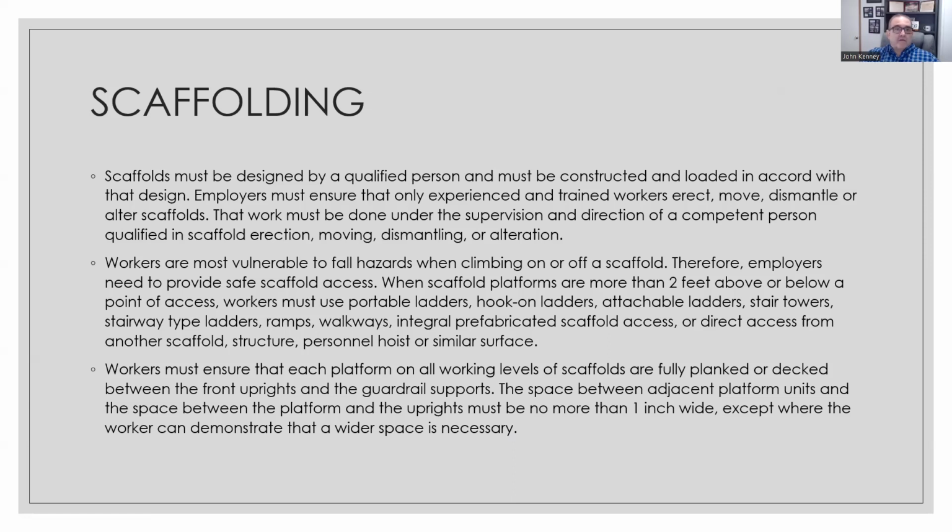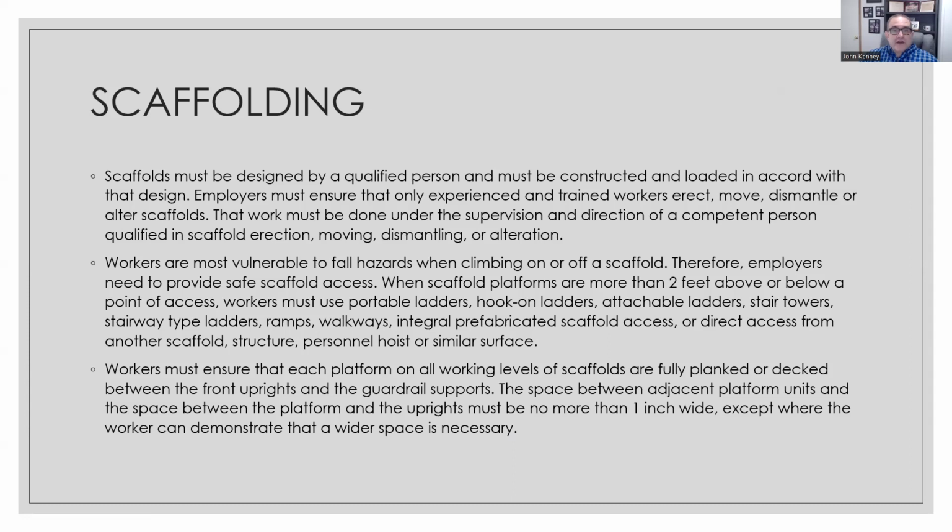Workers are the most vulnerable to fall hazards when climbing on or off of a scaffold. Therefore, you need to provide safe scaffold access. When scaffold platforms are more than two feet above or below a point of access, workers must use portable ladders, hook-on ladders, attachable ladders, stair towers, or other ways that meet the OSHA standards to get on and off of these surfaces.